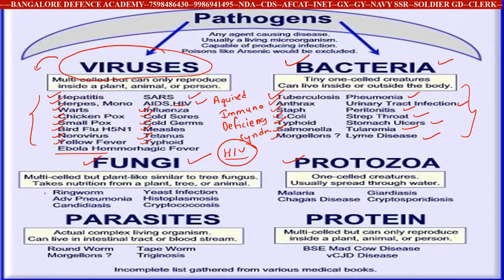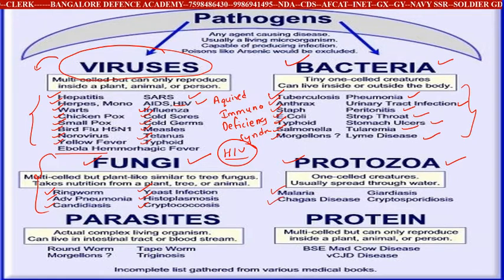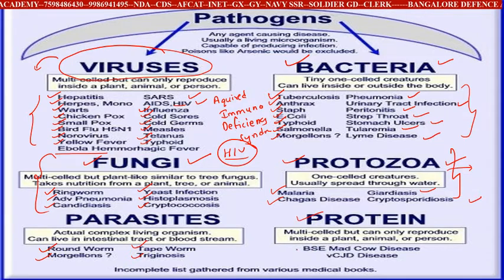Next, you have fungi. In fungi, you have ringworm, then pneumonia, then candidiasis, then yeast infection, histoplasmosis, and cryptococcosis. So these are the diseases by fungi. And next you have protozoan diseases, like malaria, then Chagas disease, giardiasis, and cryptosporidiosis. These are diseases caused by single cell creatures, or they are spread through water. Next, you have parasites. Parasite examples are roundworm, morgellons, tapeworm, trichinosis. Then protein deficiency diseases, like mad cow disease and CJD. So these are some of the important diseases which affect humans.